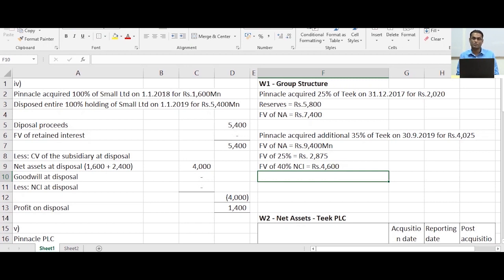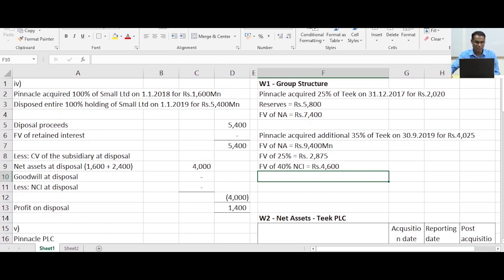So when you are preparing the consolidated income statement, you have to time apportion the revenue and the expenses. First 9 months, it's an associate. Last 3 months, it's a subsidiary. But when you prepare the balance sheet, because the balance sheet is prepared at a particular date, at the last date of the financial year, as at 31st December 2019, it's a subsidiary. So on the balance sheet, you can consolidate. You can do the line by line addition of the assets and the liabilities. But in the income statement, you have to time apportion: first 9 months equity accounting as it's an associate, and last 3 months you have to consolidate as Teak PLC is a subsidiary of Pinnacle PLC.